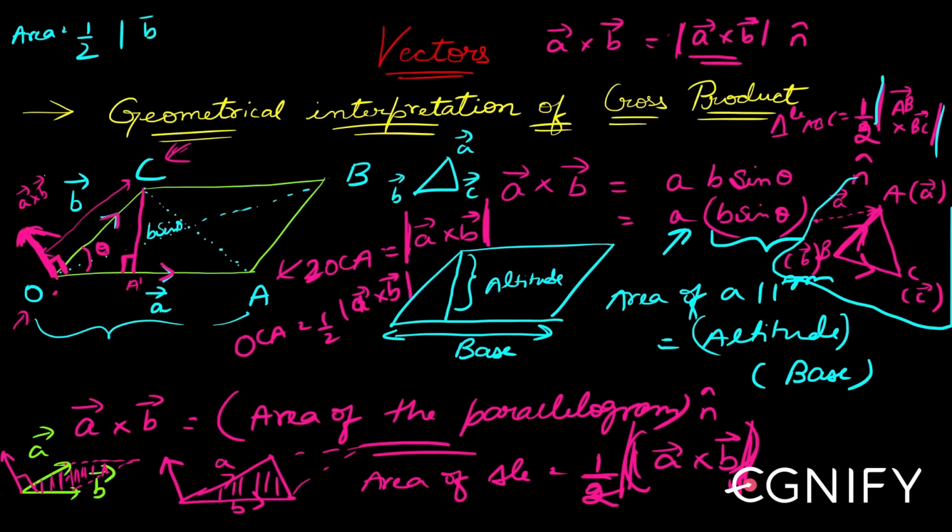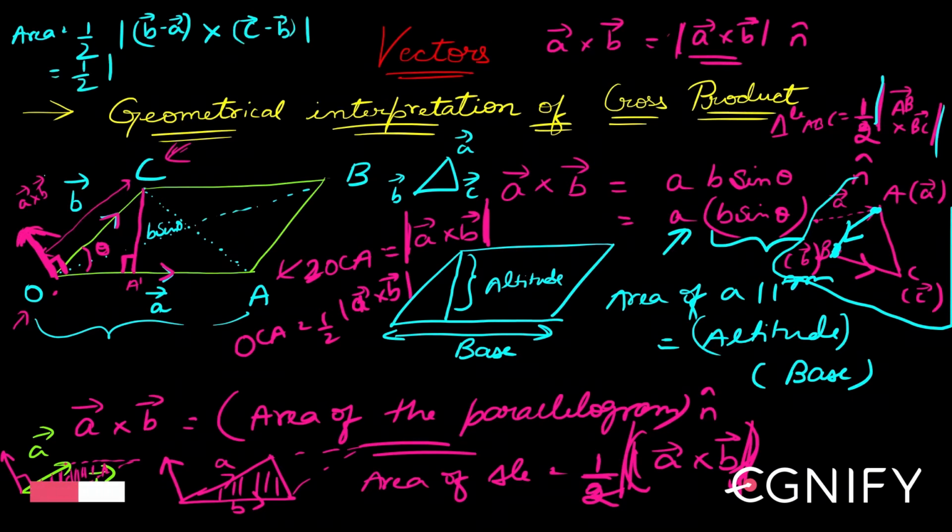AB bar is B bar minus A bar, right? I hope you remember this. The vector which starts from A and goes to B, that is your AB bar, right? So B bar minus A bar will give you AB bar. Taking the cross product of this with BC bar, which is C bar minus B bar.